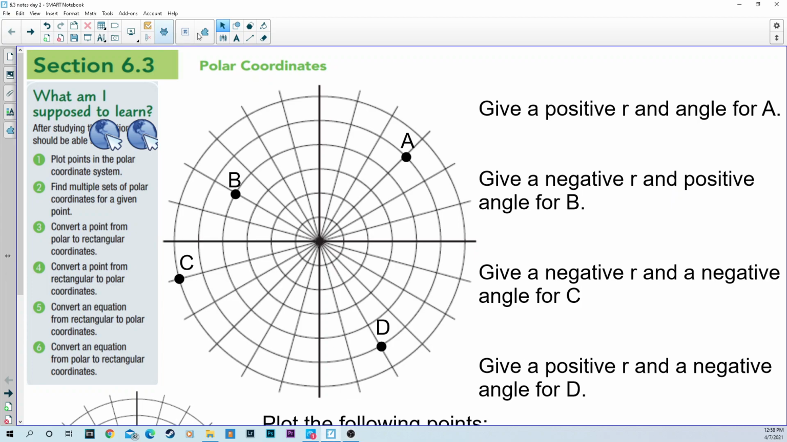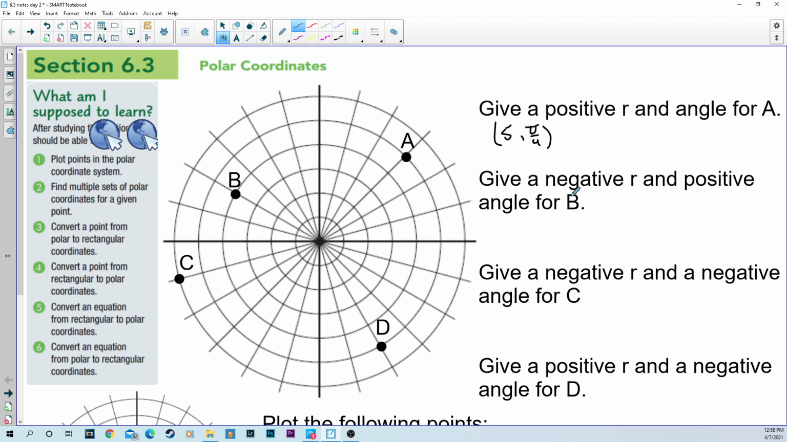Section 6.3, this is day 2. Give a positive r and angle for A. So positive r and an angle for A. Well, we're on the 1, 2, 3, 4, 5, a circle of radius 5. And then positive angle would be pi over 4.